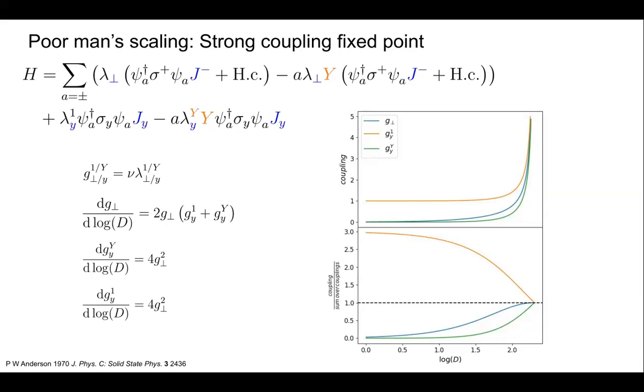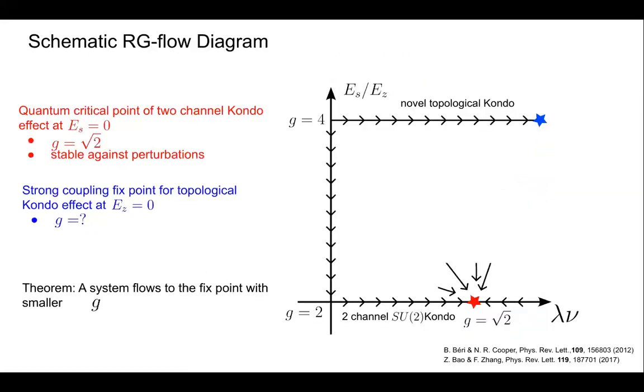And second, if we normalize the couplings by the sum of all couplings, we see that they flow to the same value. So they flow also to isotropy. And this fact will be very important later on.